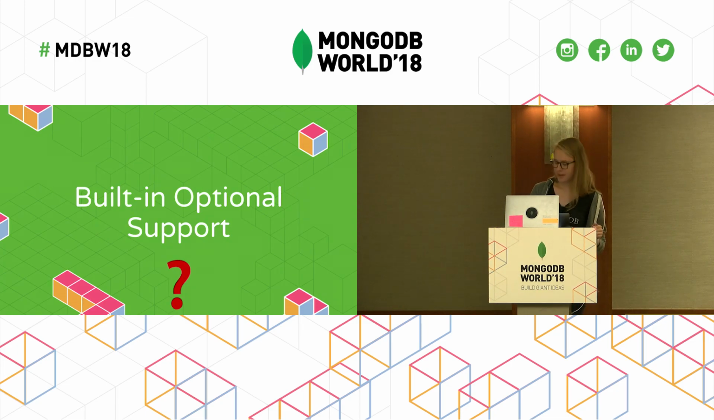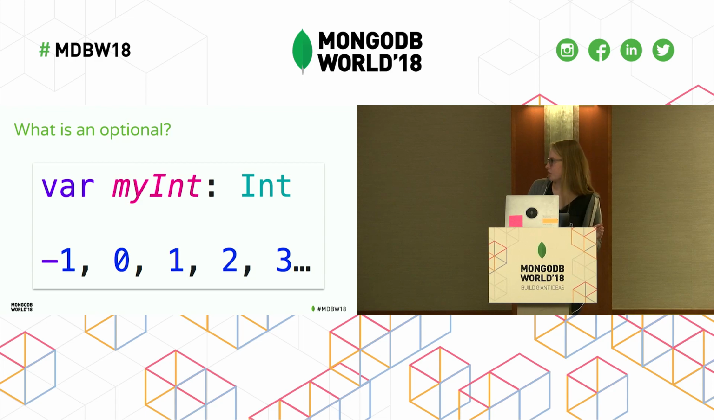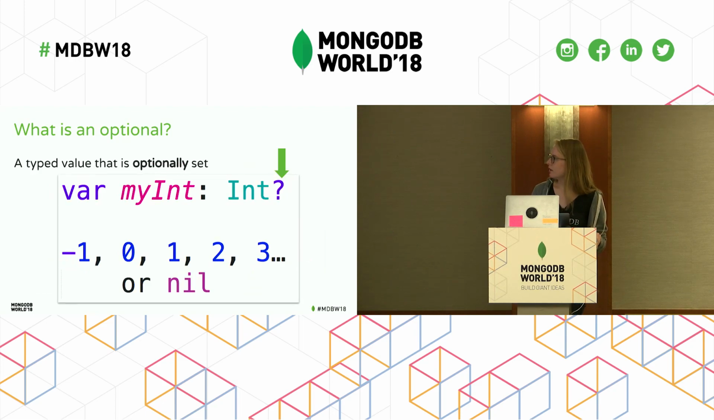What is an optional? Well, normally, say I had an integer called myInt. That means that this variable is allowed to take on any of the legal integer values. But what if I want my variable to be able to not have a value at all? That's where optionals come in. So it's basically a value that's optionally set. I indicate that in Swift by putting a question mark after the type name. And that basically means that my variable can take on any of the allowed values for an integer, or it can also be nil.